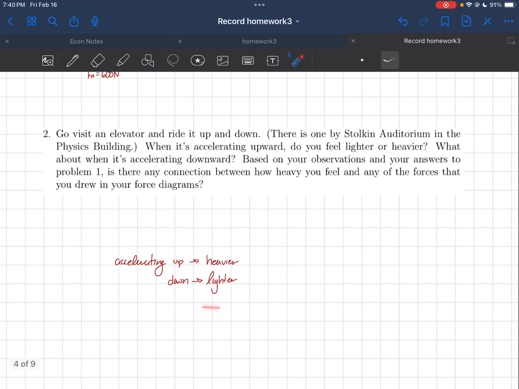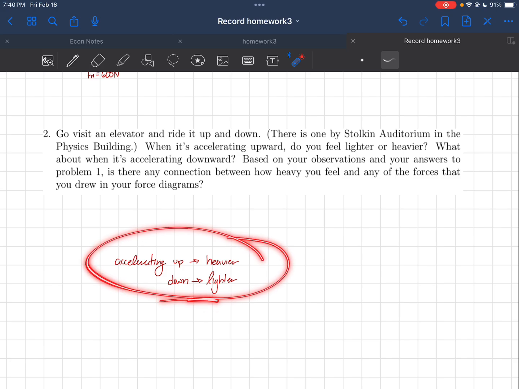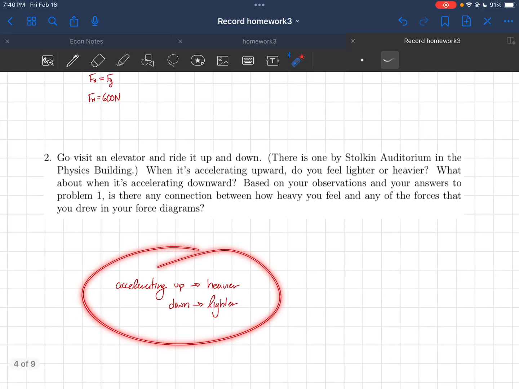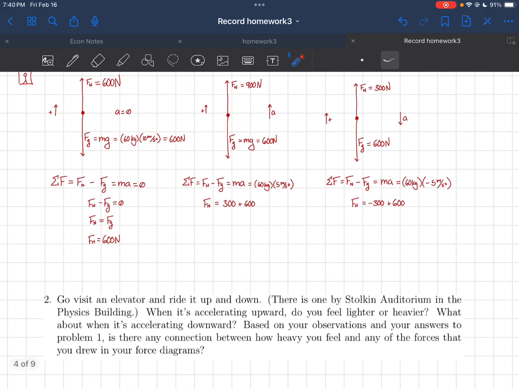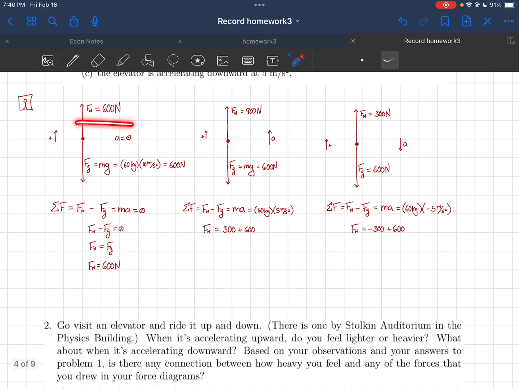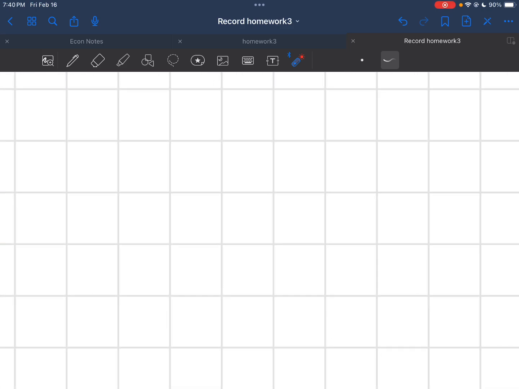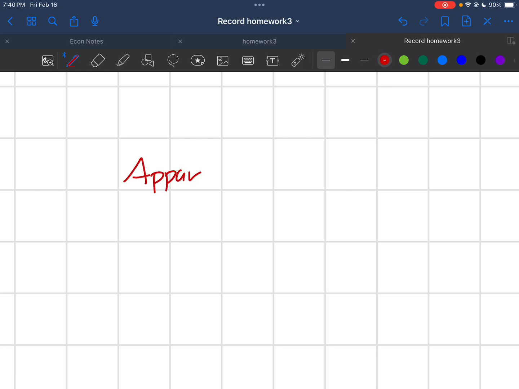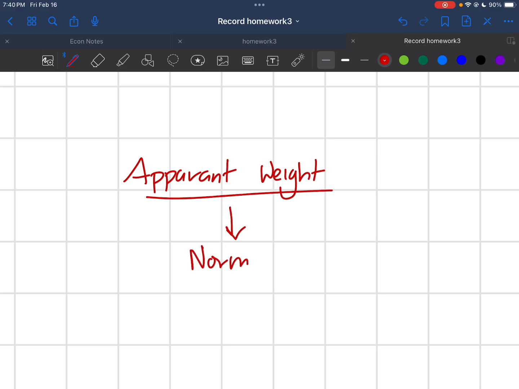So all this to say, when I'm feeling heavy or light in an elevator or in any kind of accelerating box, it's because really what I'm feeling is the normal force, or the force of the floor pushing up on my feet either a lot more or a lot less. So whenever I see apparent weight, right, I should immediately be thinking about my normal force.